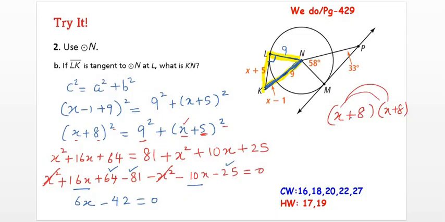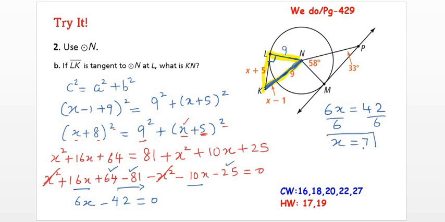And now how can we complete it? Let me complete this part over here. So we will have 6x equals 42, because we move 42 to the other side and it turns positive. Now divide each side by 6, so we will have x equals 7. Is our question done? No. This is the first step of the lesson, because we are actually trying to find KN. So this whole line is KN. So how much is KN? KN is equal to x minus 1 plus 9, that is actually x plus 8.